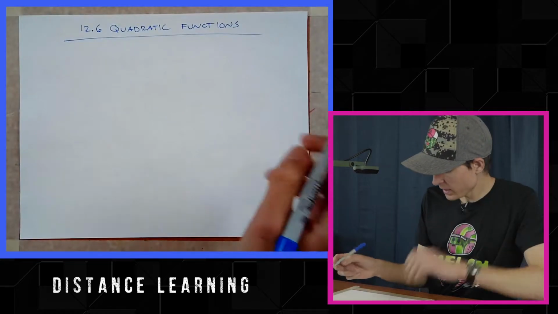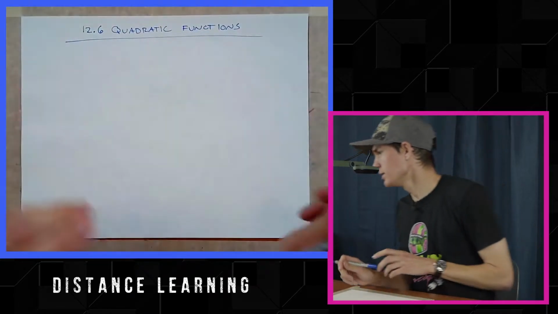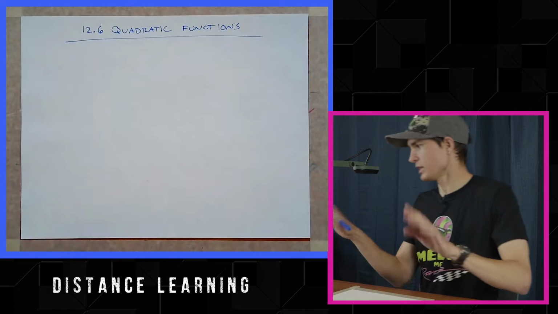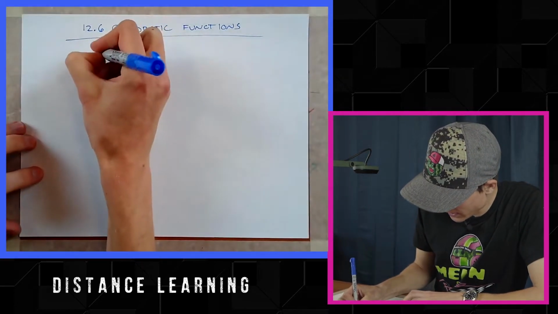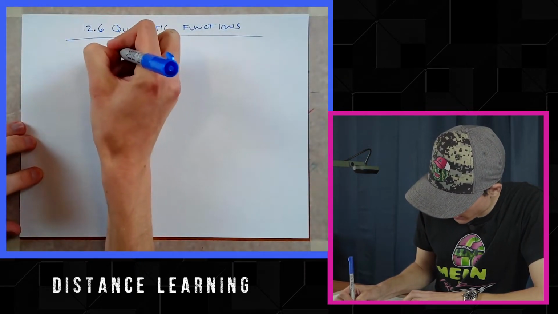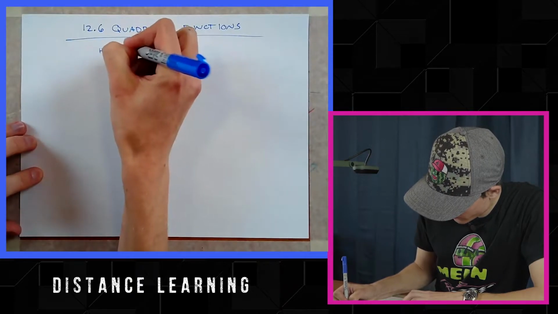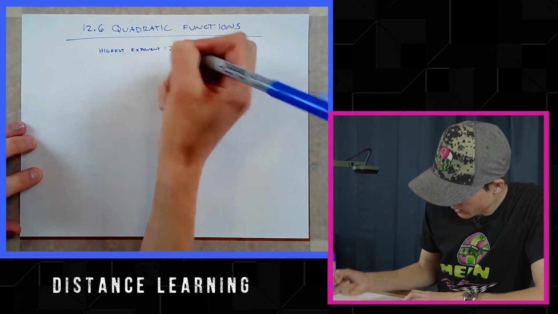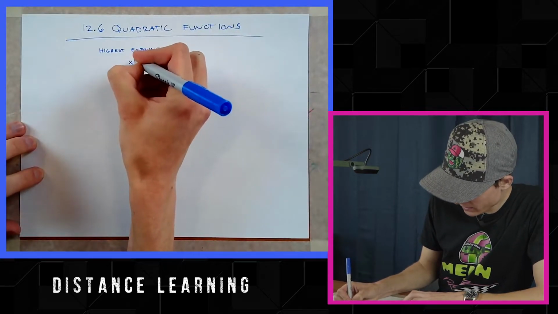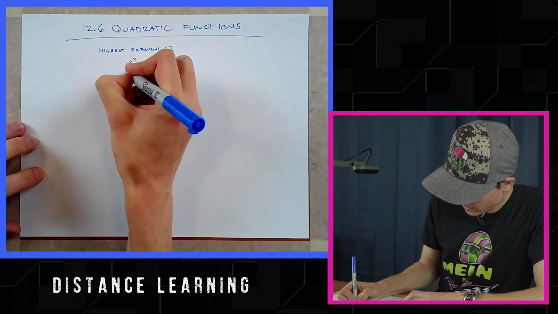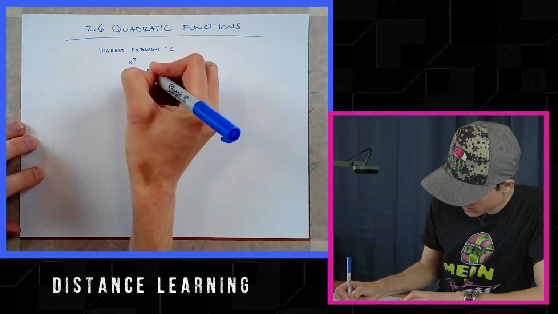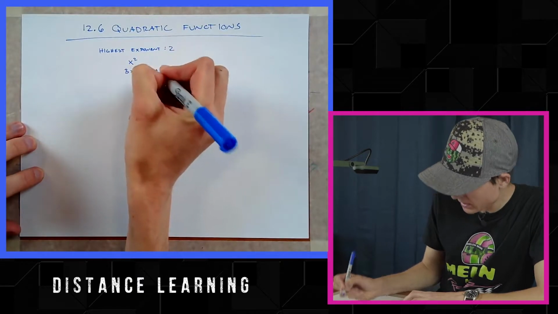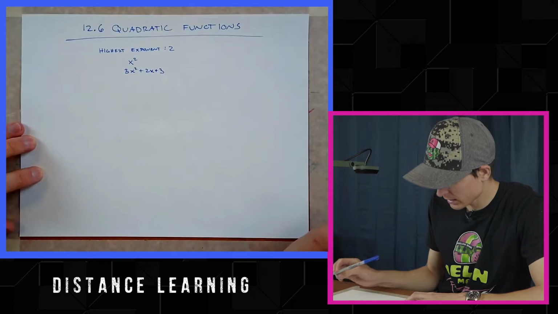Quadratic functions basically means, what do they say? Yeah, it's fancy terms. Basically it means the highest exponent is a 2, the highest thing is squared. So for example, x squared is quadratic. 3x squared plus 2x plus 3 is quadratic.